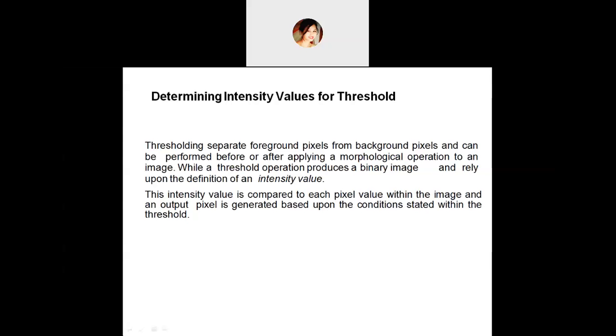Okay, so suppose you take a grayscale image. Normally we talk about grayscale images, right? So when we talk about a grayscale image, thresholding can be used to create binary images. Remember that we can use the thresholding technique to create binary images from a grayscale image. Since you remember this, thresholding separates the foreground pixels from the background pixels, and can be performed before or after applying a morphological operation to an image.